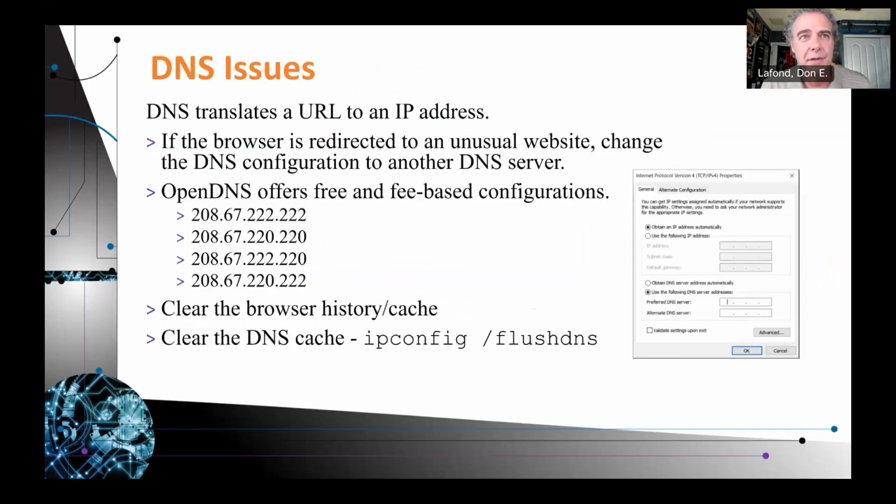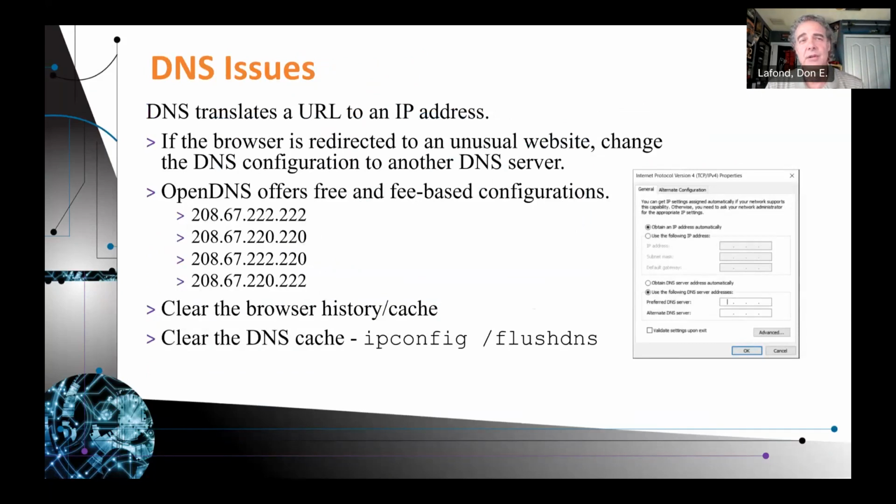That's a little extra for you guys. DNS issues. DNS translates URLs to an IP address. So you go from cisco.com to 208.67.222, etc. If the browser is redirected to an unusual website, change the DNS configuration to another DNS server.